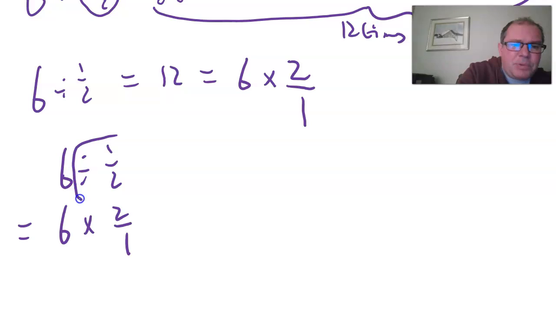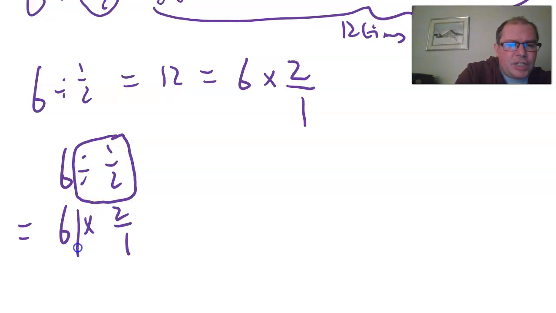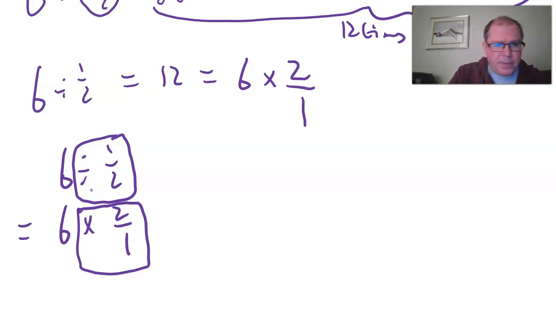Can you see what's happened there? Dividing by a half has changed into multiplying by its reciprocal, flip the fraction over, 2 over 1. And that's it. That's how to multiply fractions. Sorry, how to divide fractions. Don't do it. Multiply them instead.